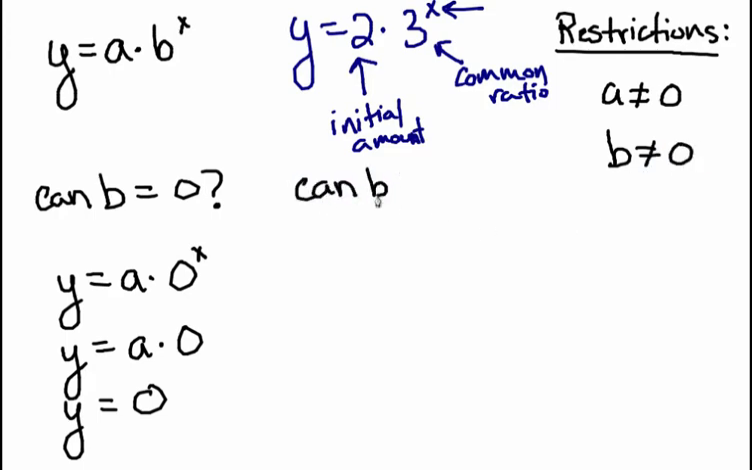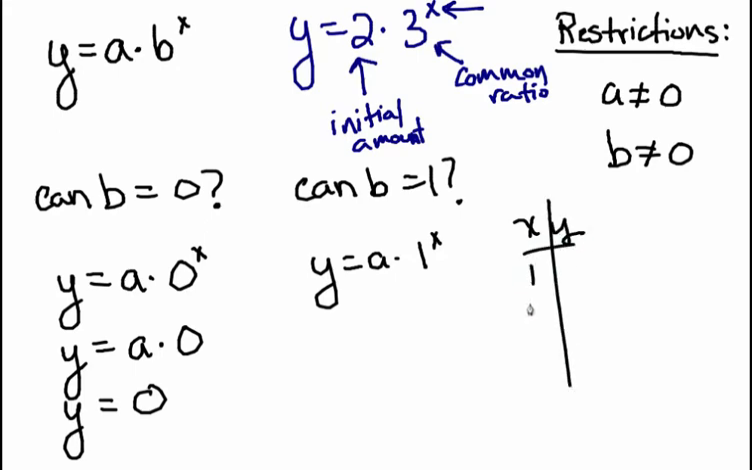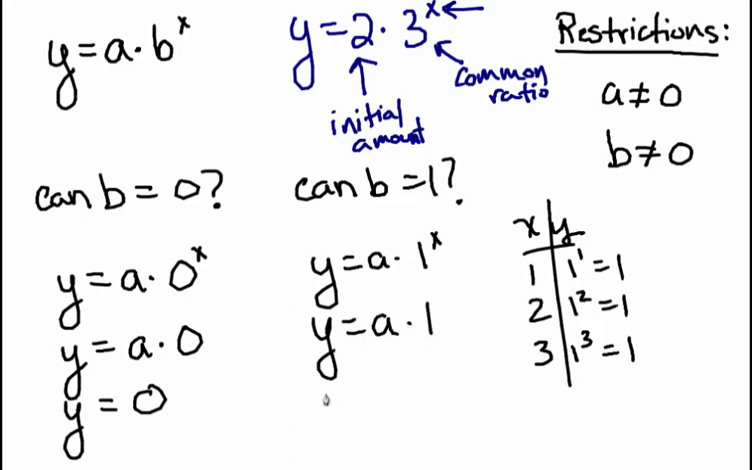Let's see if b can equal 1. Well, 1 to any power is just 1. Think about that for a second. If we plug in 1 to the first, 1 squared, 1 cubed, all of these come out to be 1. Okay, 1 to the x power is just 1. So we have a times 1, and we get y equals a. It doesn't matter what a is. This is going to be a horizontal line rather than an exponential function. So we have another restriction that b cannot equal 1.